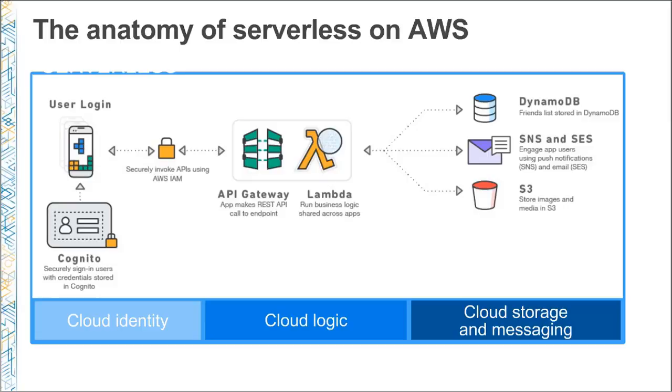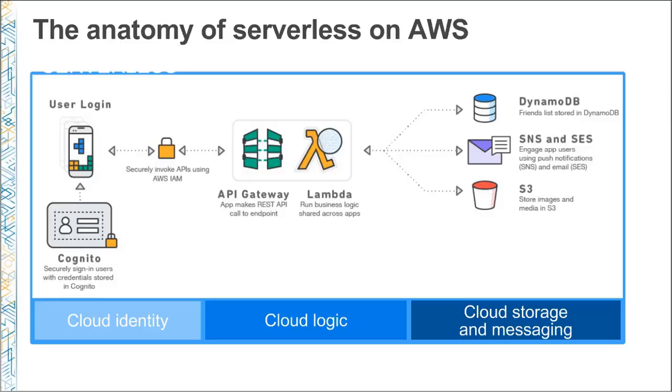So if you have another API server connection you want to make, you can do that from Lambda as well. So those are the three pieces: Cognito, API Gateway, and Lambda, building that API backend for not only mobile, but also for web. So think about these pieces. And this cloud identity, cloud logic, cloud storage, and messaging are all available as features through Mobile Hub. We'll talk about that here in just a minute.